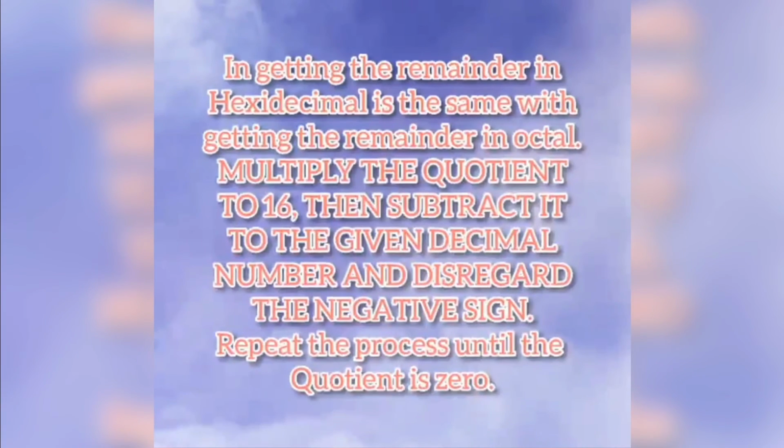Getting the remainder in hexadecimal is the same as getting the remainder in octal. Multiply the quotient by 16, then subtract it from the given decimal number and disregard the negative sign. Repeat the process until the quotient is 0.